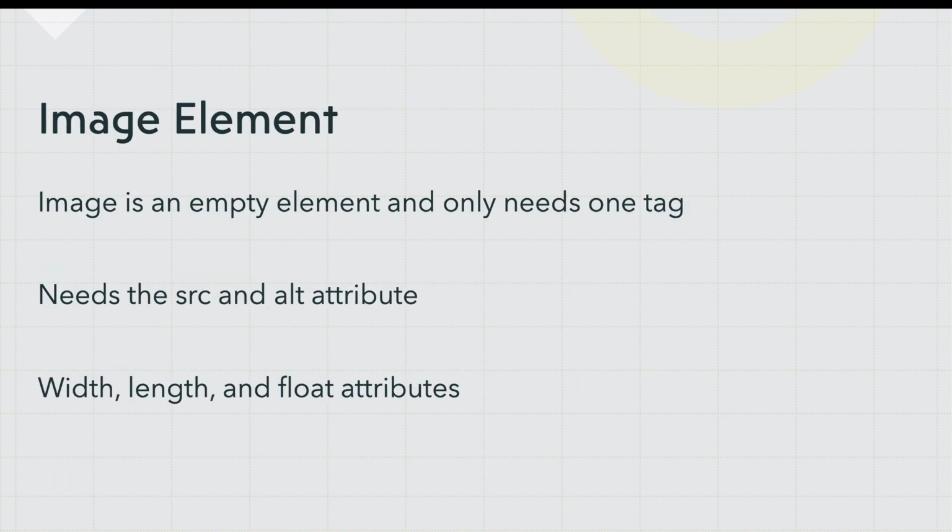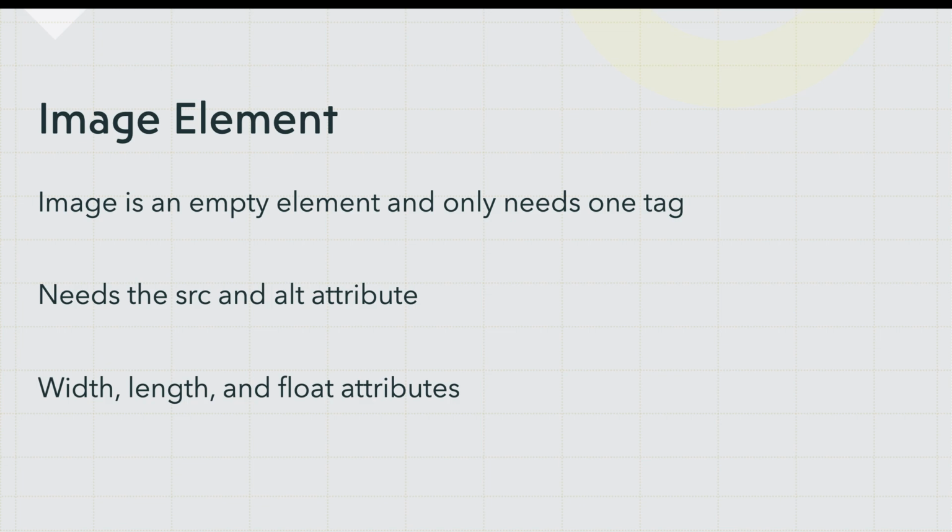Great. So image is an empty element and it does not need a closing tag. So it will just be image as the start tag. However, the source attribute and the alt attribute are necessary for images. The source attribute gives you the image location and lets the browser know what image we're actually using. And the alt attribute gives a description if the picture is not visible for some reason, or doesn't load, or if the user uses a screen reader, for example.